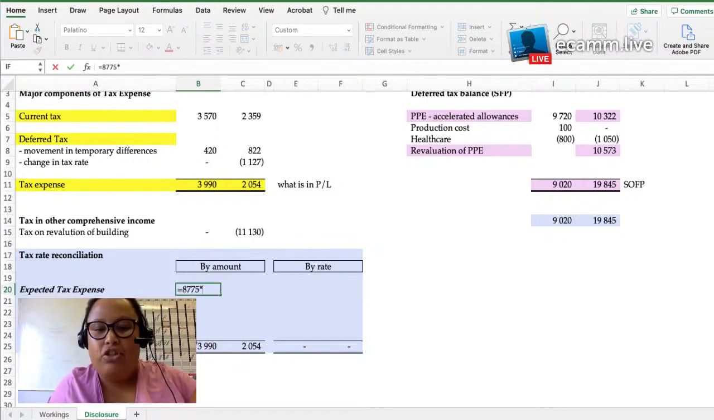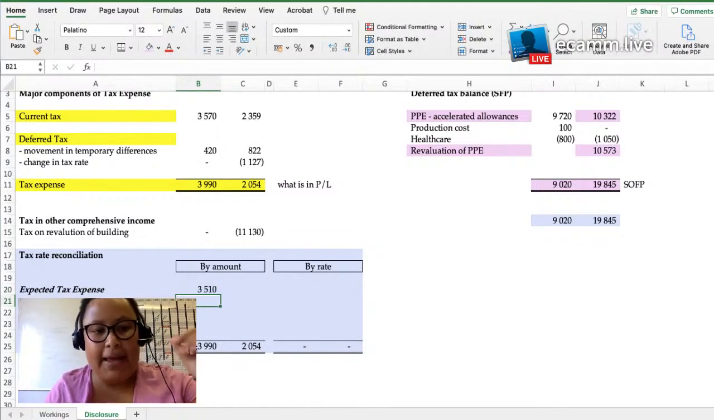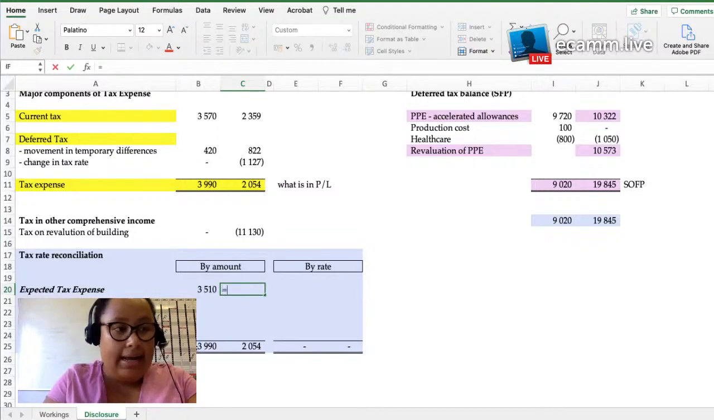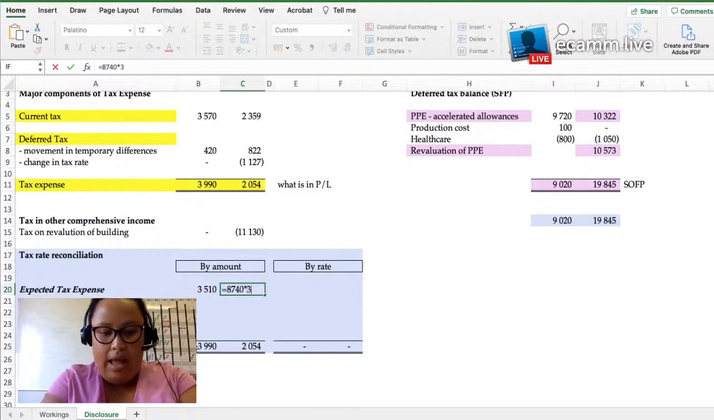What do we expect to pay on that? We expect to pay 40%, right? So that is the expected tax. We expect our tax must be 3551. Similarly, in X6, our accounting profit is 8740, and our tax then is 35%, because that's the new tax rate.